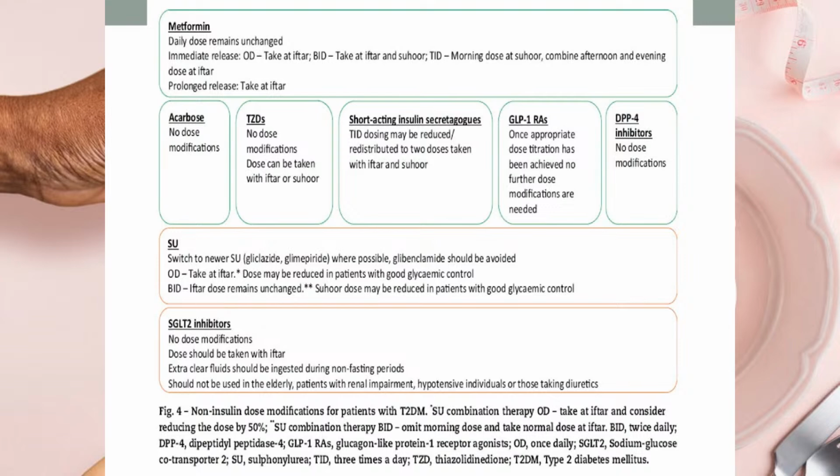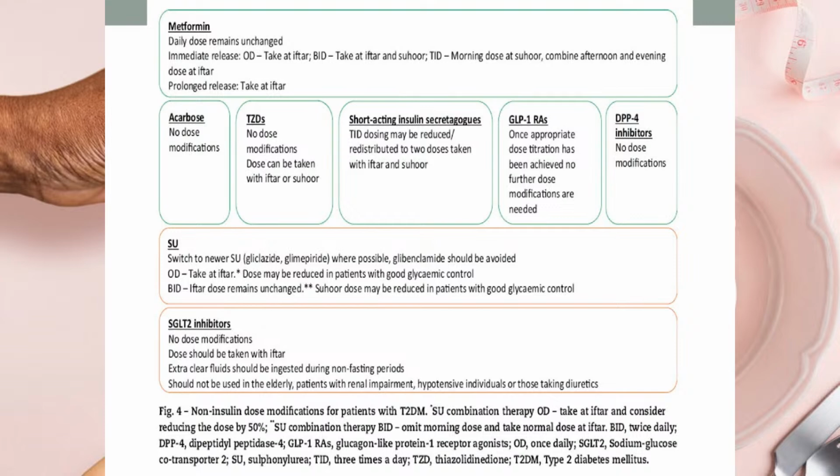If you are on a TID dose of metformin, you can omit the afternoon dose, because metformin is taken after meals. So you ought to omit the afternoon dose, and you can combine the afternoon and the evening dose, to be taken in the evening. What about alcohols? It doesn't need any dose modification. TZDs don't need any dose modification.